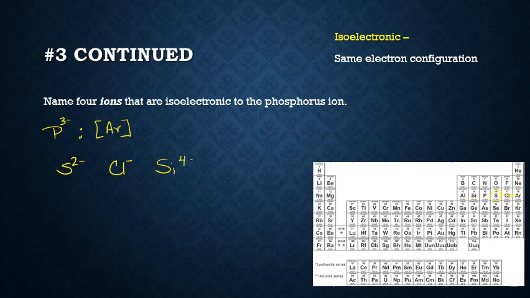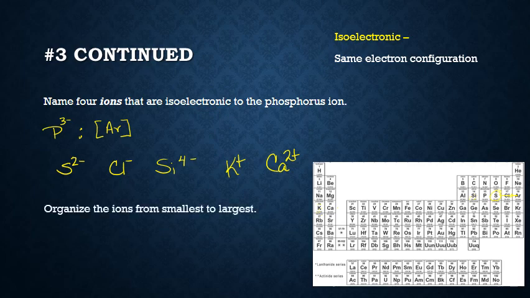But what about the cations? What cations would be isoelectronic? Well, these have to be ones that would lose an electron to look like argon. So that would be potassium would be one, and calcium would be another. All right, well, that's not too painful.